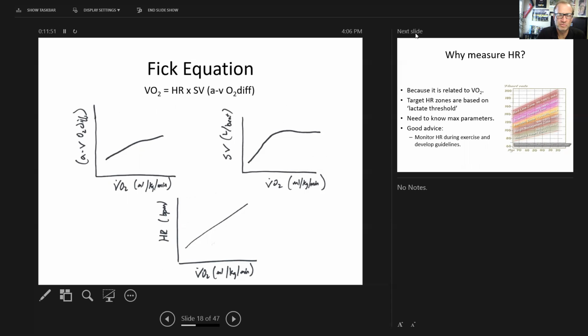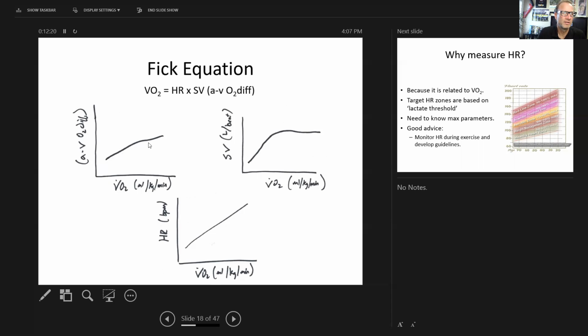It's really hard to measure stroke volume. It's really hard to measure AVO2 difference. It's really easy to measure heart rate. The nice thing about these three parameters is they change very predictably with intensity of exercise. So here's just some easy plots. Here's VO2 on the x-axis for each of these plots. Higher VO2 means higher intensity. A greater rate of oxygen consumption means a higher intensity of exercise.